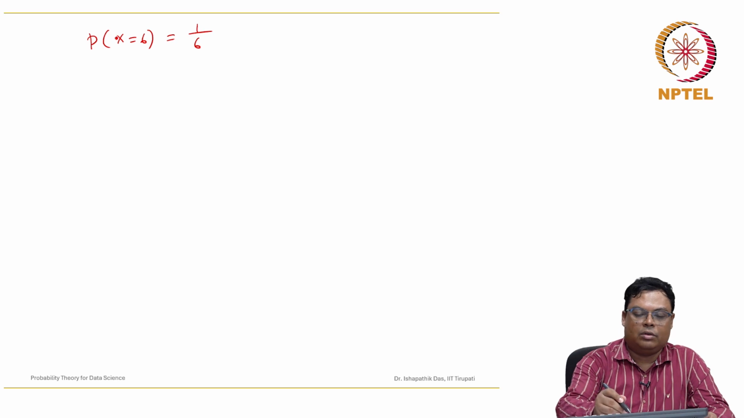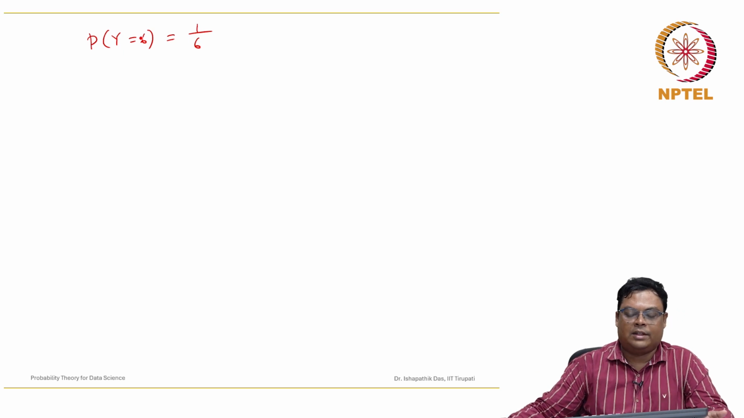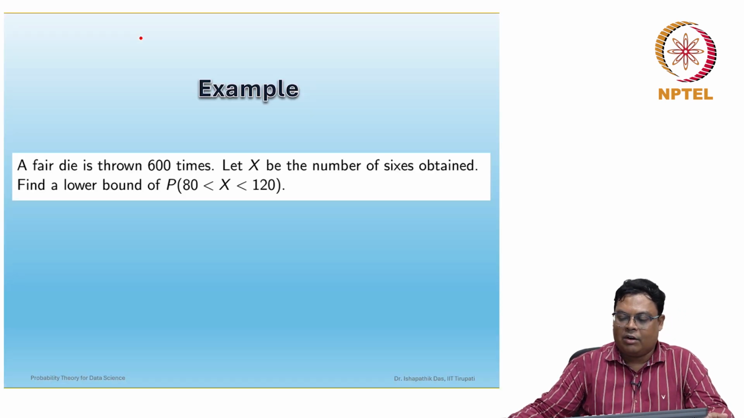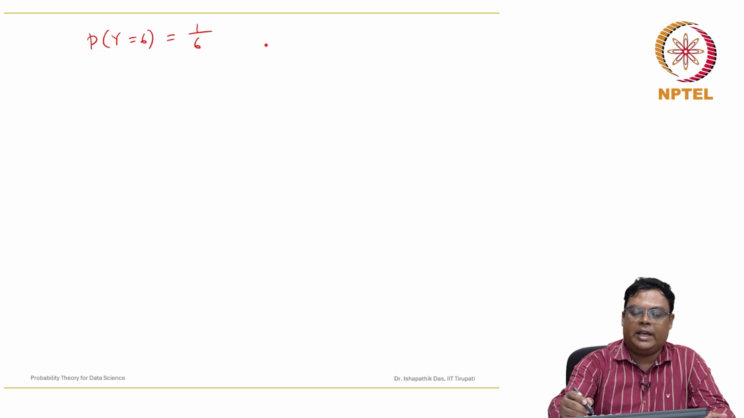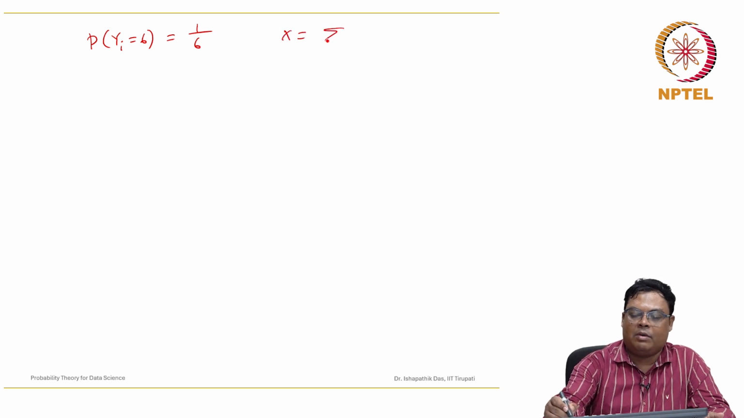Let us consider some other random variable Y. X is the random variable for the number of 6s. On the ith throw of the die, 6 occurs with probability 1 by 6, but X is for the 600 times you have thrown the die. So this is Yi, i equal to 1 to 600.